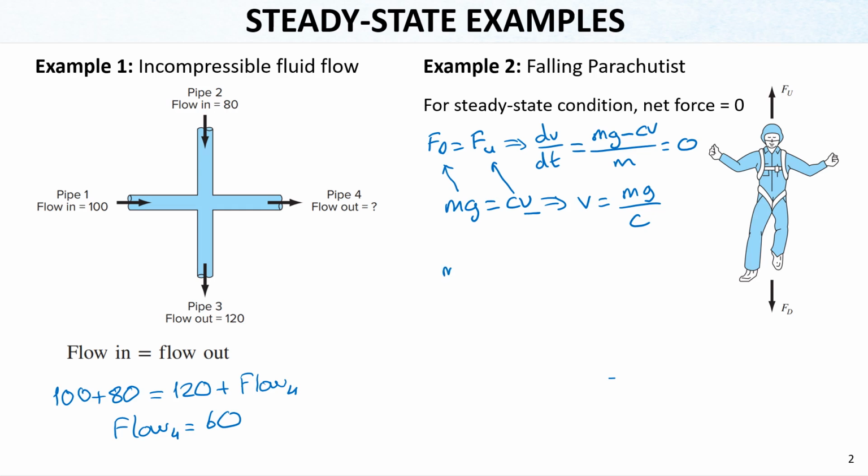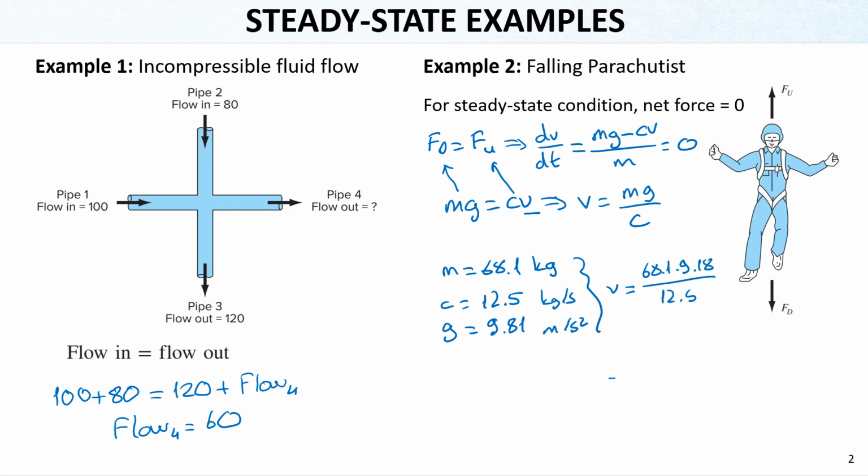So let's say m is 68.1, c is 12.5 as in our example, and g is 9.81. We know that c is in kilogram per second, and g is in meter per second square. If we use this in the formulation, v is 68.1 times 9.81 over 12.5.